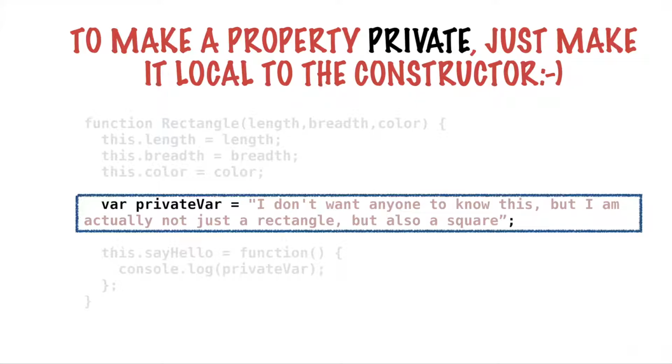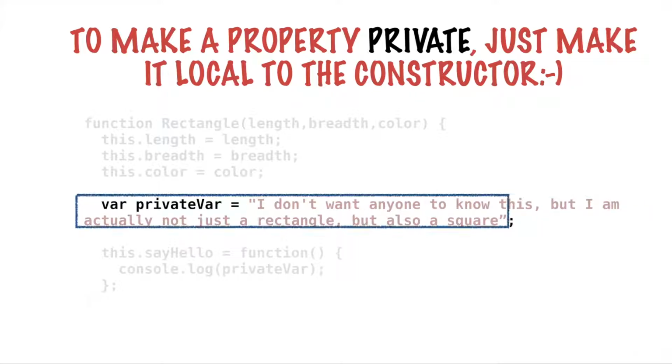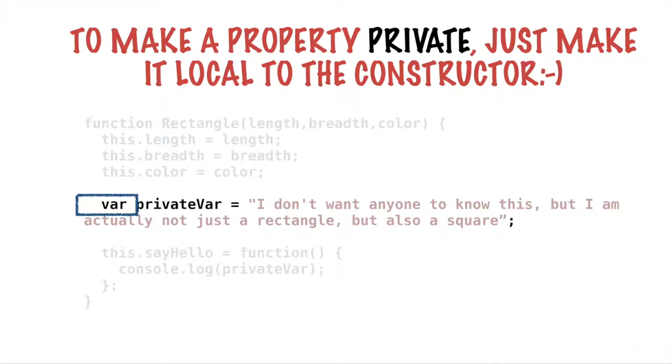This private variable is just a string. It just says that it's a secret that I'm also a square. I don't want anyone to know this. We declare it as a variable. Notice the var keyword to declare private var as a variable which holds a string and as a local variable within the function. It's important that you do not forget the var keyword. The presence of the var keyword is what makes this a local variable rather than a global. Do not trip up on that.